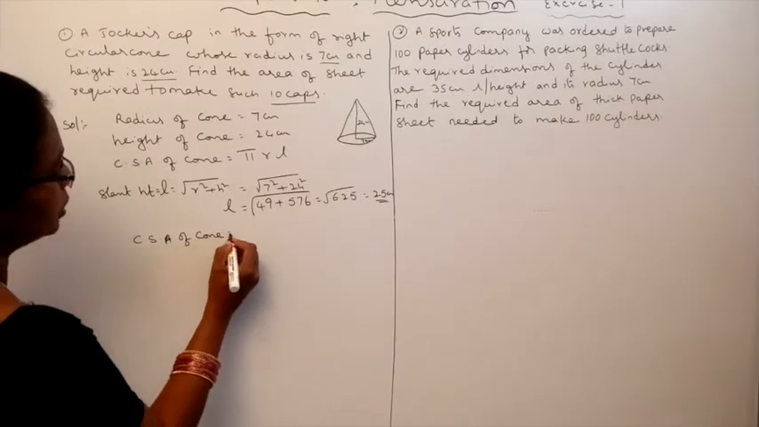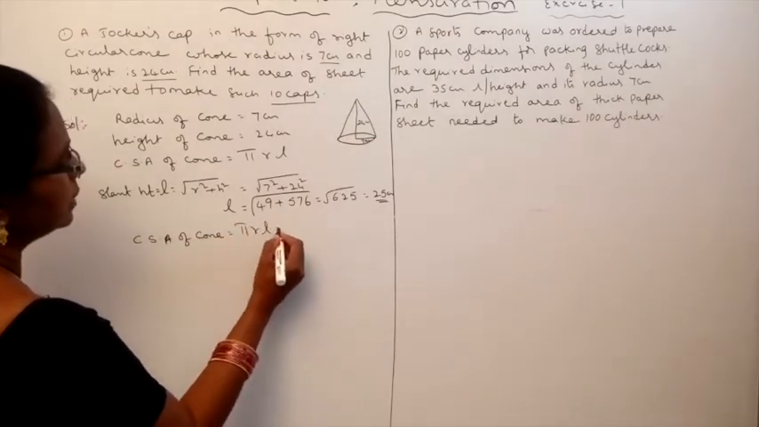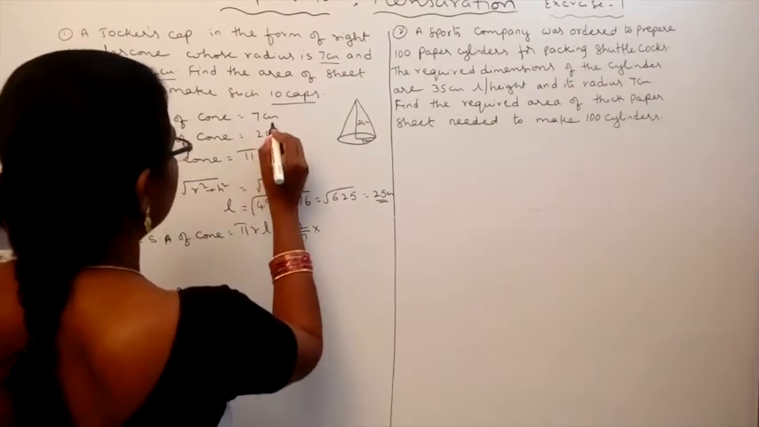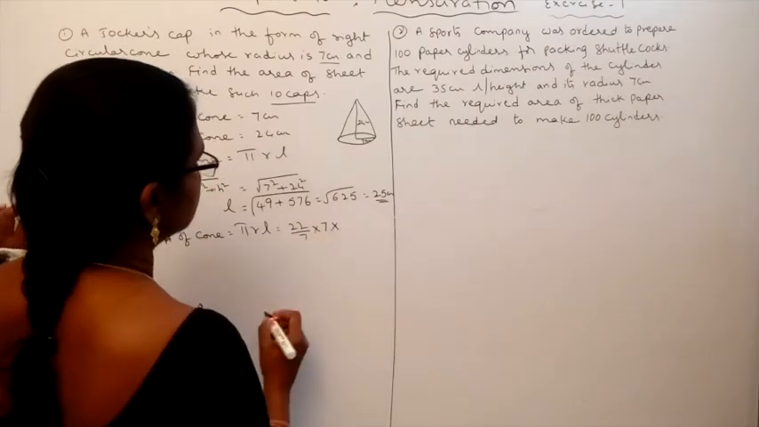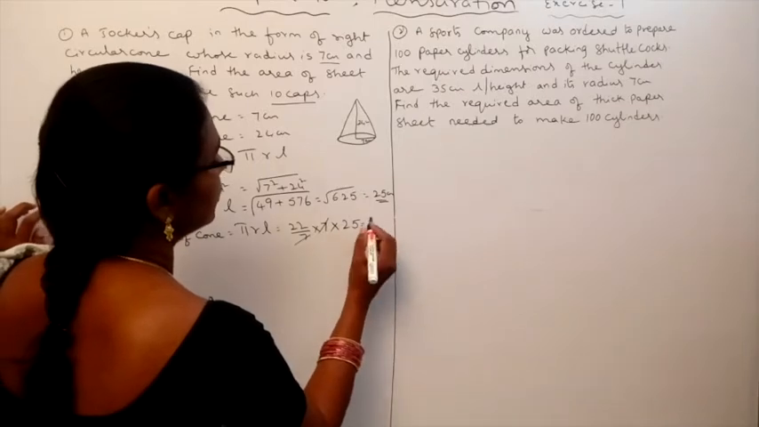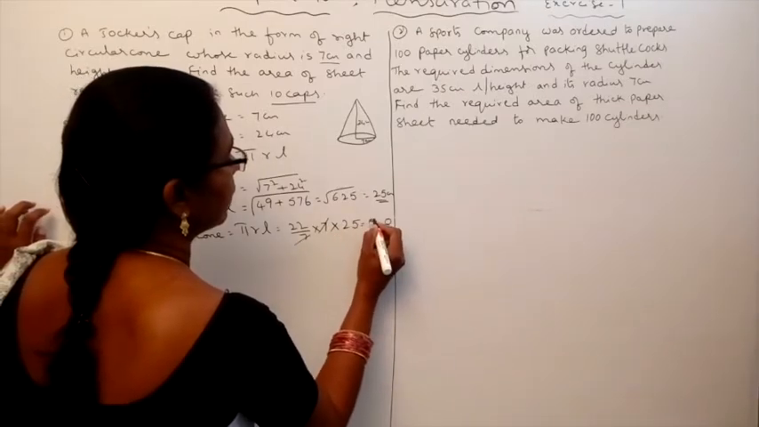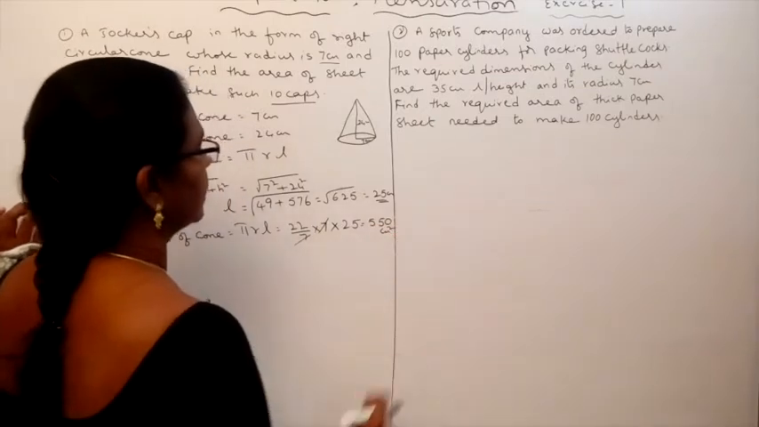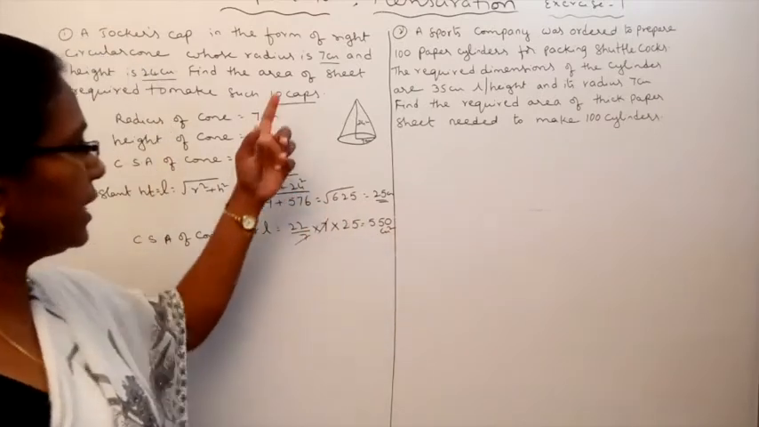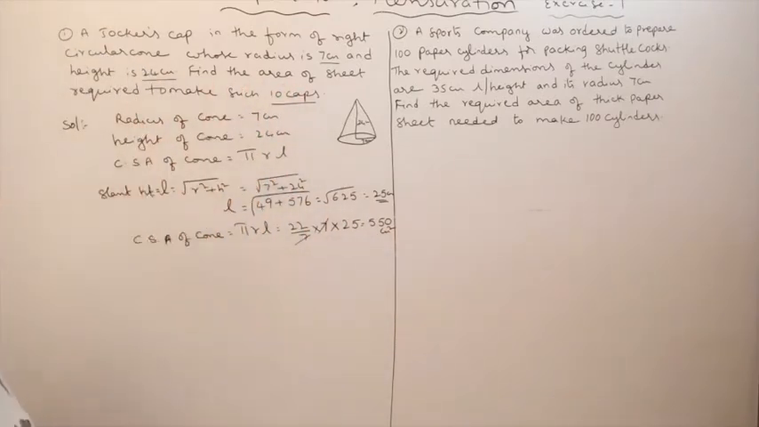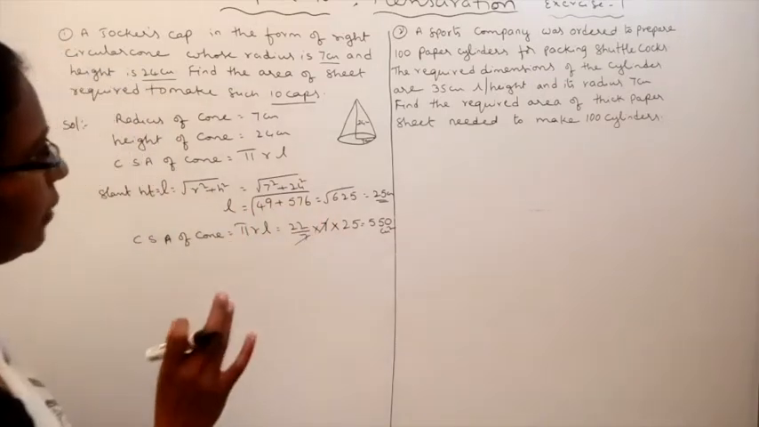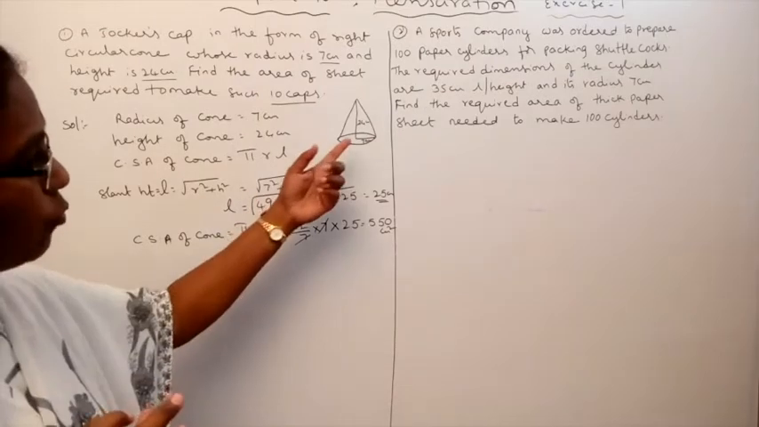Now CSA of cone is equal to pi r l, which is 22/7 into, instead of radius how much can we substitute? 7. l is 25. Now the 7s will cancel. 25 2s are 50, 550 centimeter square. Now what is the CSA of the cone? This 550 is the area of sheet required to make one cap. What is the meaning of CSA? The area of sheet required for one cap.